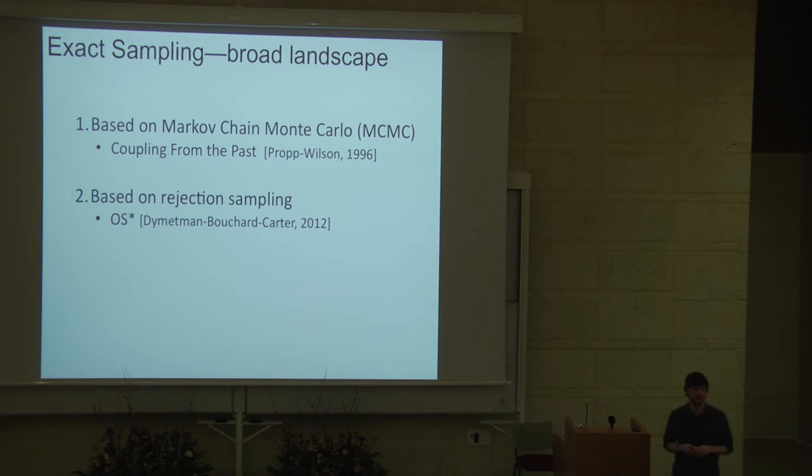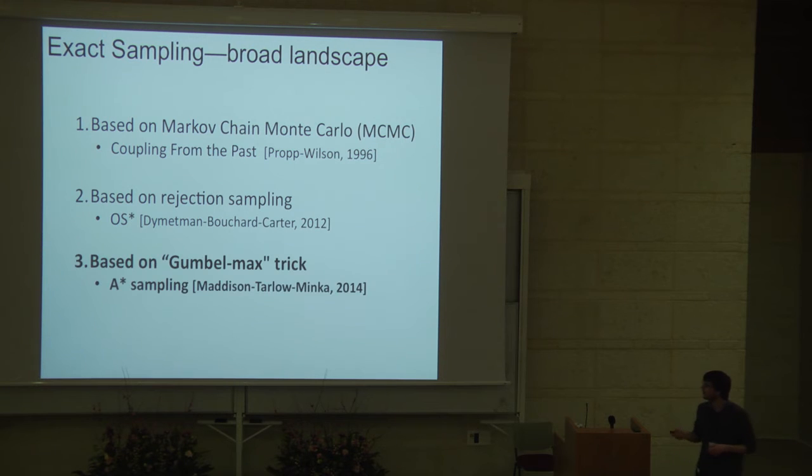The other approach is based on rejection sampling, where you draw proposals from some simpler proposal distribution, and then you compute a random test to check whether you should accept this sample or not. And if this test tells you to accept, you know you've gotten the right answer.